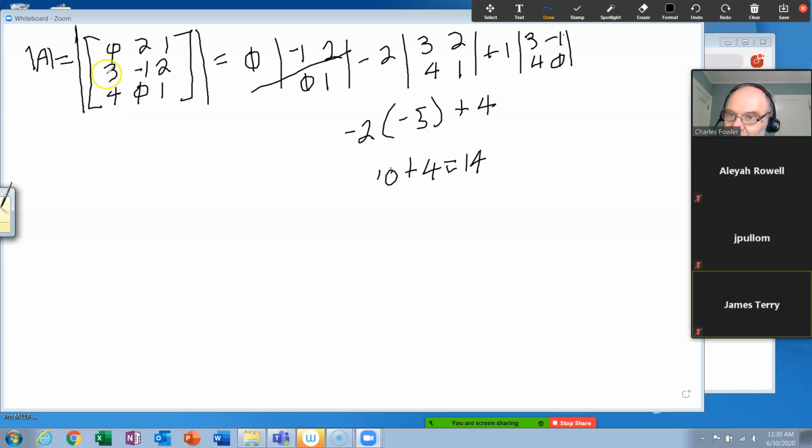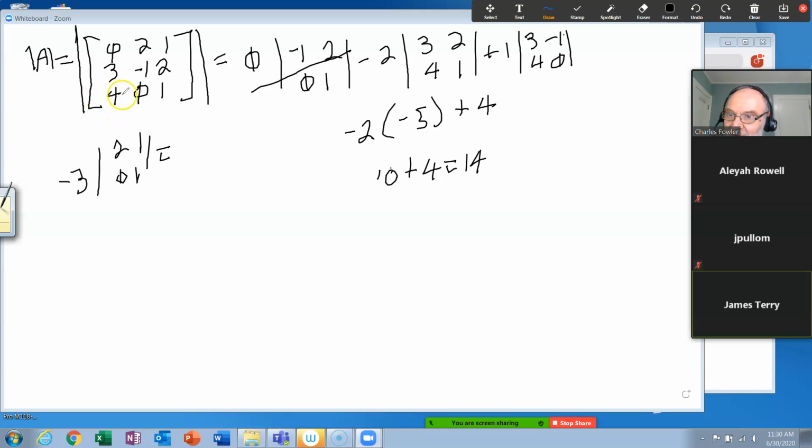This entry here, the 3, what's the sign of the cofactor going to be for this 3? Minus. So that would be minus 3 times the minor for 3. So wipe out that row and that column and you get the matrix 2, 1, 0, 1. Okay, now we're going down the first column here.